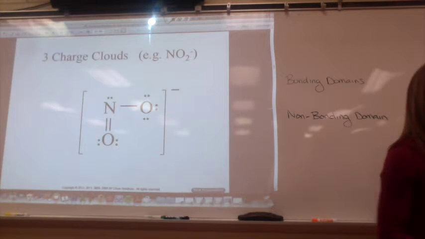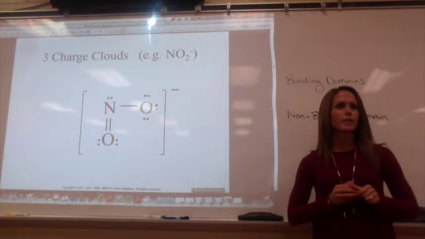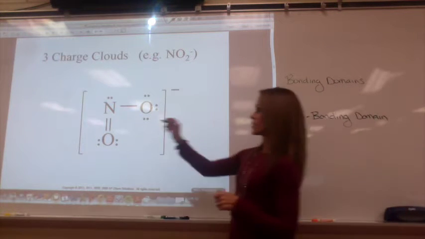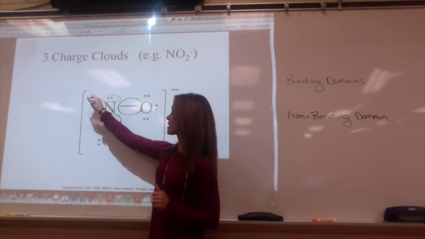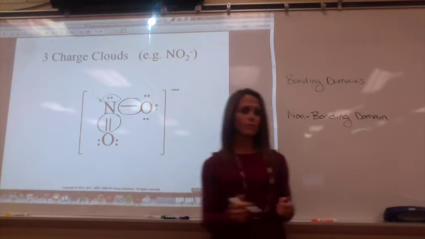Next one. So how many bonding, how many non-bonding? 2 bonding. Here they are, 1, 2. 1 non-bonding. 1 non-bonding because nitrogen's my central atom. So you go and look.